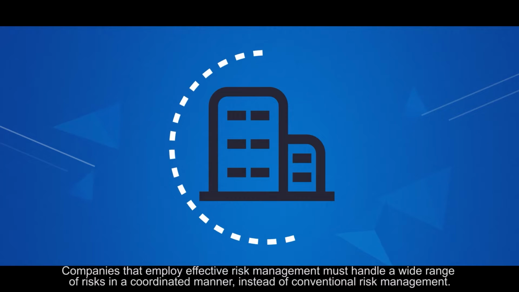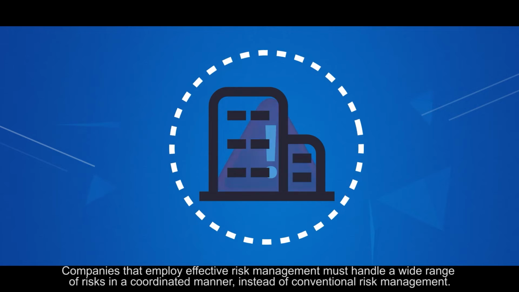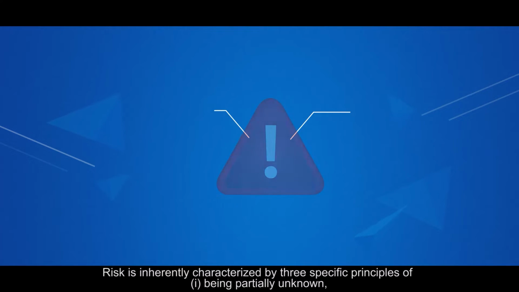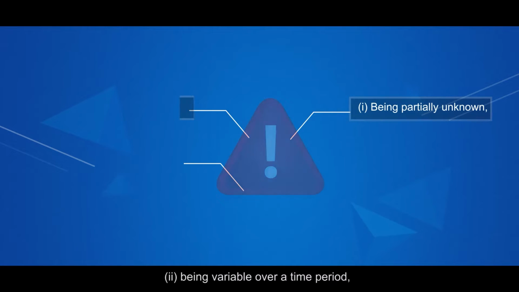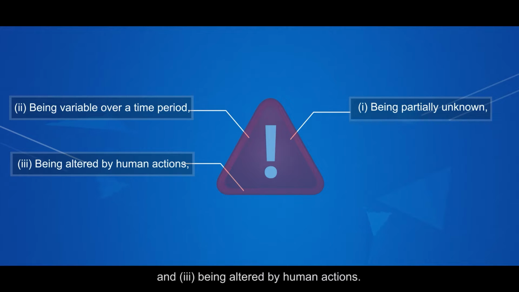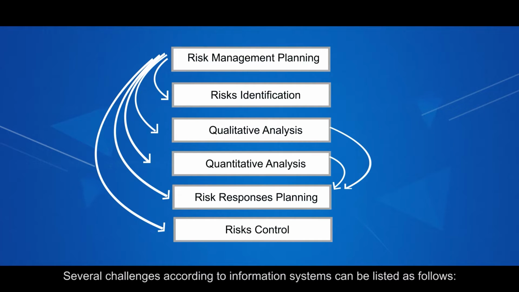Companies that employ effective risk management must handle a wide range of risks in a coordinated manner, instead of conventional risk management. Risk is inherently characterized by three specific principles: first, being partially unknown; second, being variable over a time period; and third, being altered by human actions. We are discussing one of the most important structures attributed to risk management, as shown in the picture. Several challenges according to information systems can be listed as follows.